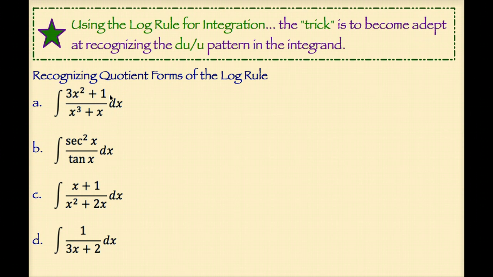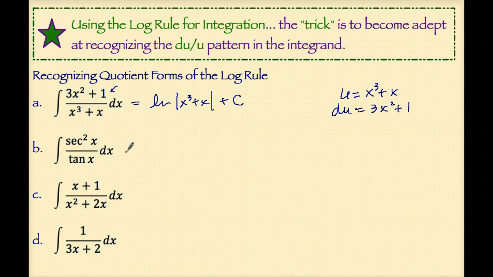As I look at this quotient, I'm going to suggest that u would need to be x cubed plus x. Then that means du would be 3x squared plus 1, which is exactly what I have in the numerator. So this is already set up to be du over u. That means that the integral is the natural log of u, the denominator, x cubed plus x, plus c. Usually there are slight adjustments that need to be made, but occasionally you have the exact du already in the numerator. Now let's look at letter B.